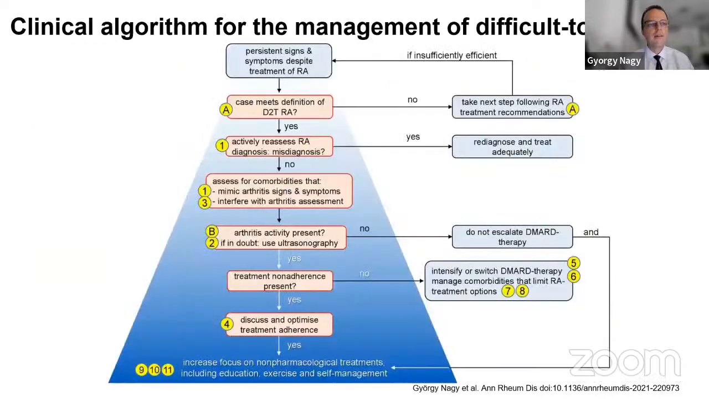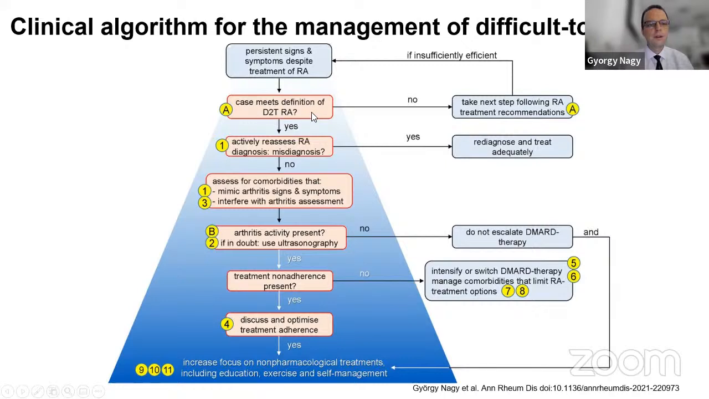So, we created several figures which try to summarize the clinical roadmap, and this particular one was selected. I really hope that this figure can be used in clinical practice. If our patient has difficult to treat rheumatoid arthritis as a first step, and here the letters represent basically the overarching principles and the numbers, the particular points to consider. So first we consider the diagnosis and then go step by step on the recommendations.